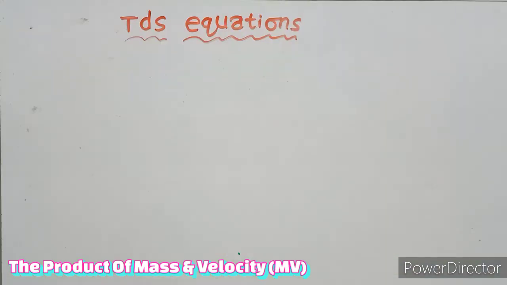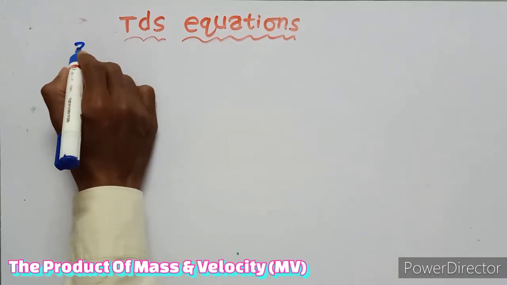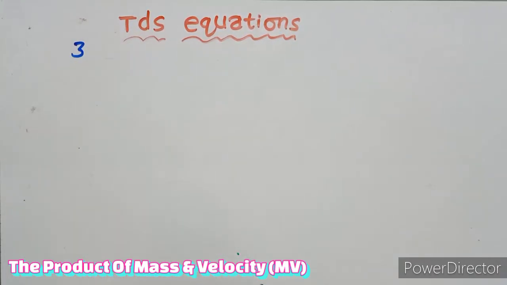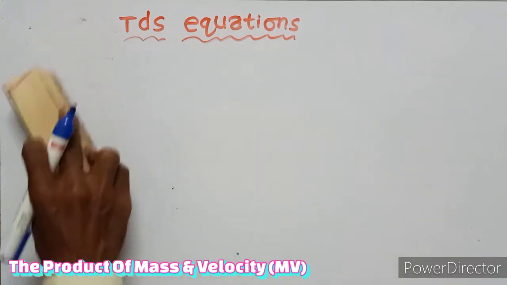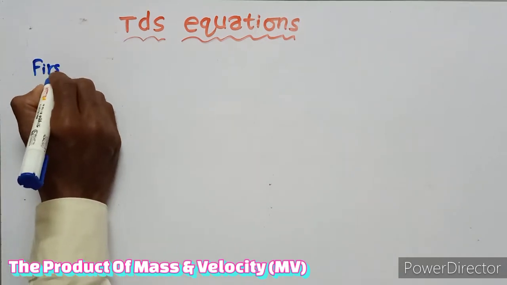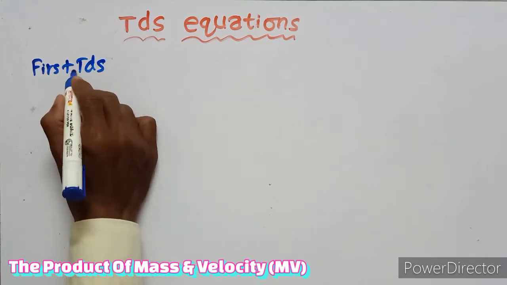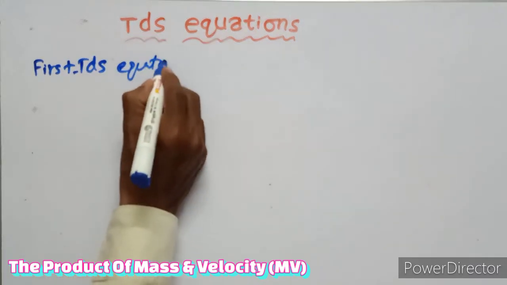Now we are going to discuss TDS equations. There are three TDS equations due to thermodynamics, Maxwell thermodynamic relations. So first TDS equation, second TDS equation and third TDS equation. One by one we'll discuss. First TDS equation.